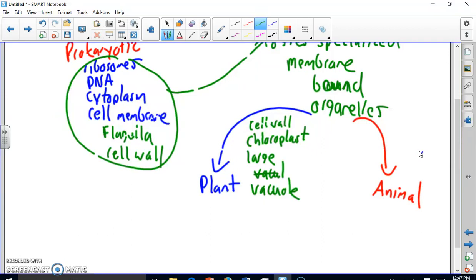It holds water. Now, the animal cell has two organelles that are unique to it. It has the lysosome, and it has a centriole. I'm not going to tell you what those do. You're going to find out when you do your homework.